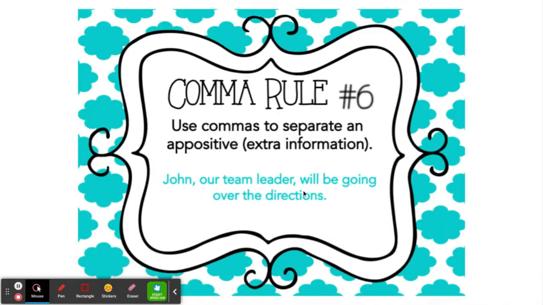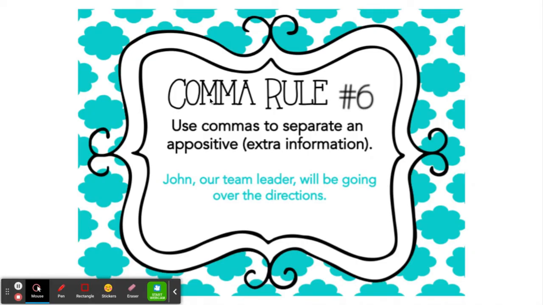Nice job. Comma rule number 6. Last rule of the day. Use commas to separate an appositive. This means extra information. When you want to explain something, a little extra information in your sentence, this is called an appositive, and you will use a comma there, okay?